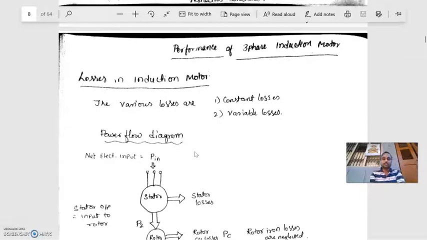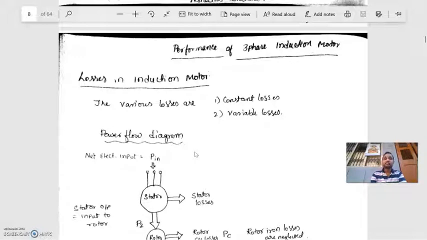So we'll discuss the third module, performance of three-phase induction motor. What do you mean by performance? Performance means we need to check the efficiency. That is called performance, that is, how to find out the efficiency. Efficiency is given by output power to the input power.